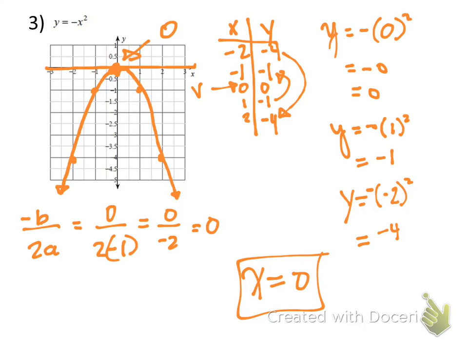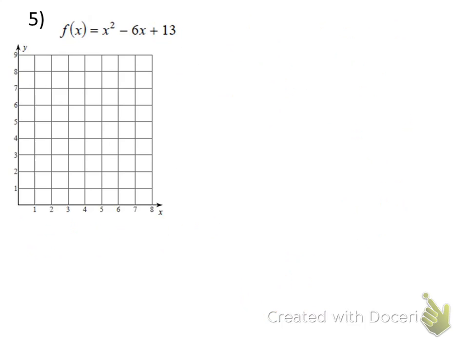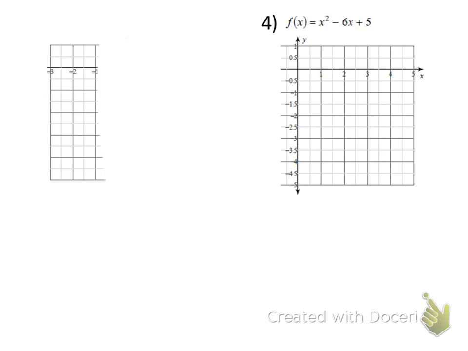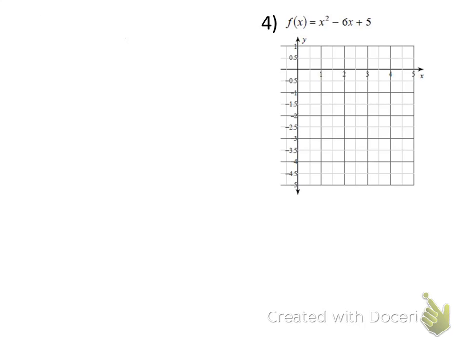Number 4, last one. Okay? So that's number 5. Number 4 here. Number 4 is f of x is equal to x squared minus 6x plus 5. Okay? In this example, we have an a, that's 1, b, that's negative 6, and c, that's 5. Okay?